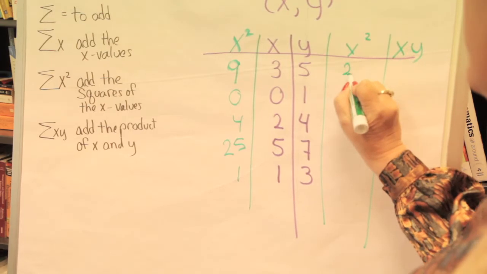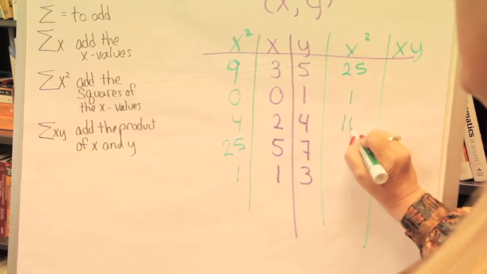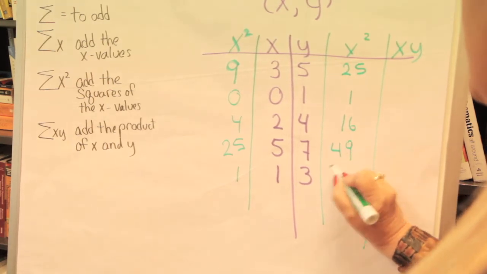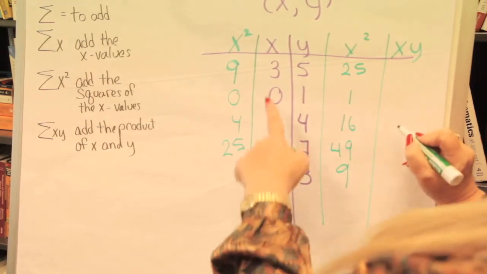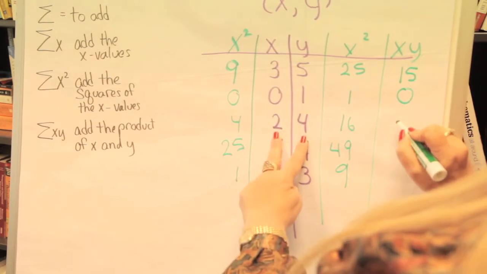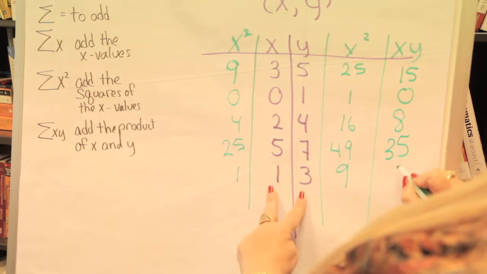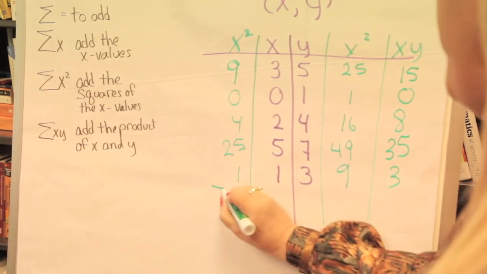Y squared is 25. Here, this is 1. 4 squared is 16. 7 squared is 49. 3 squared is 9. And x times y, this is 15. 0 times 1 is 0. 2 times 4 is 8. 5 times 7 is 35. And 1 times 3 is 3.